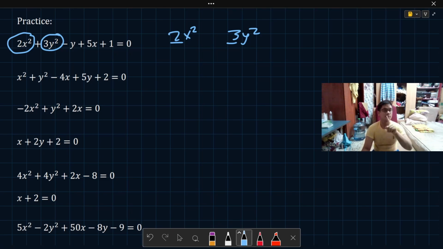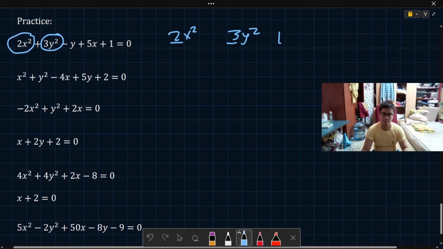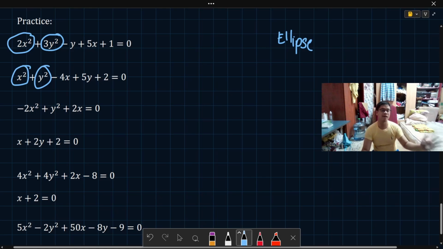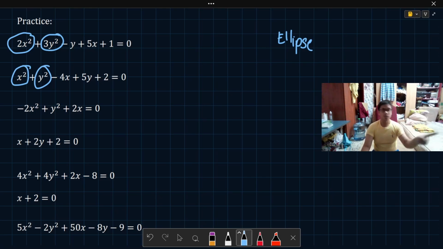But both of them are positive, right? Both of them are positive. So therefore, the answer for this first practice problem is ellipse. Okay? It's an ellipse because not the same numbers, but the same signs. Let's proceed to the second part. X squared plus y squared minus 4x and so on. X squared and y squared. Both of them are the same in numbers because both of them have coefficients of 1.